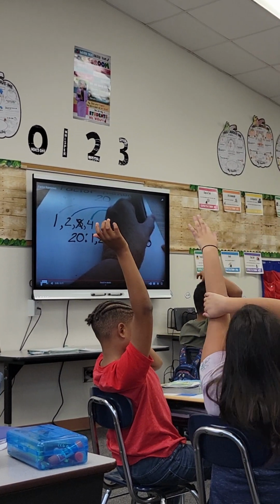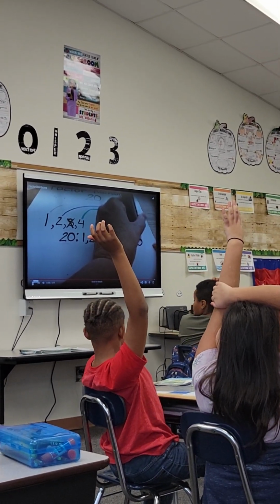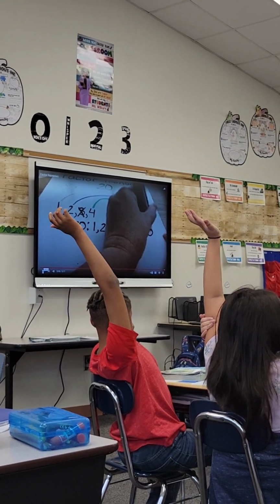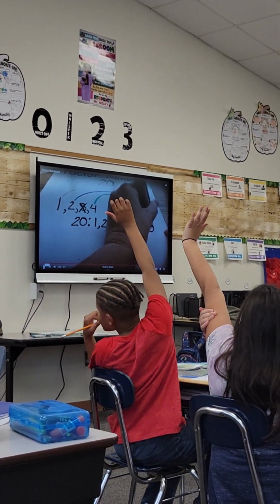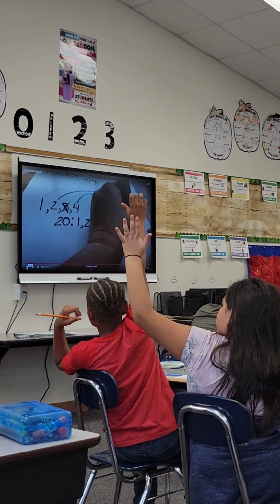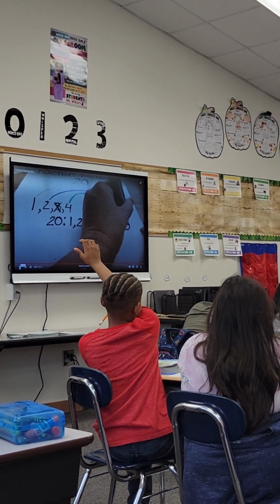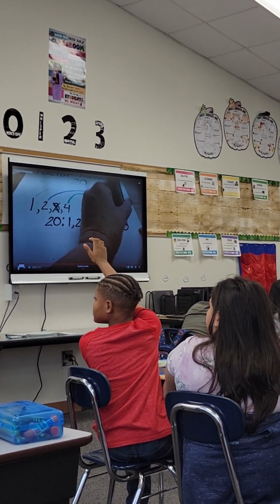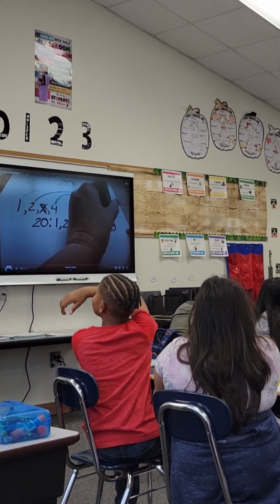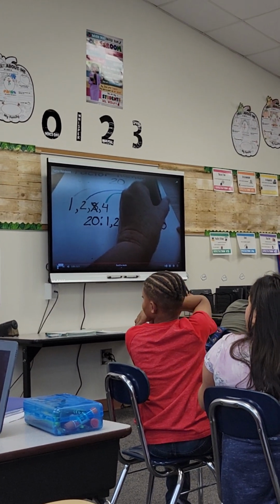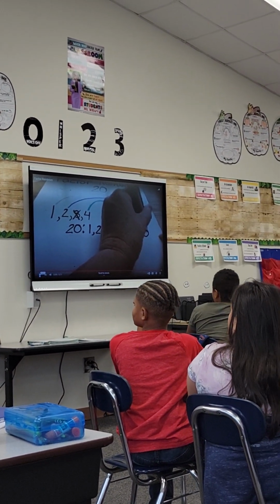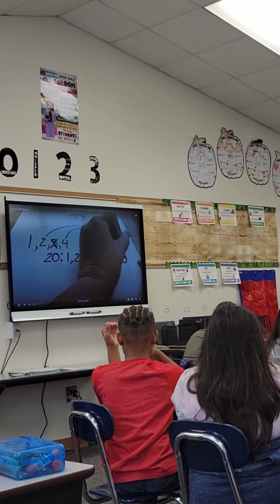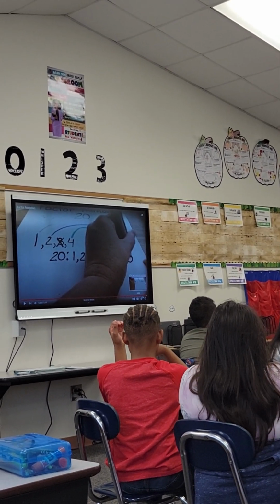2 times 10. Good job. 4 times 5. Good job. 1 times 20 equals 20. Good job. All right. And what are all those numbers called? Factors. Good job. All right. But 20 is the equivalent.